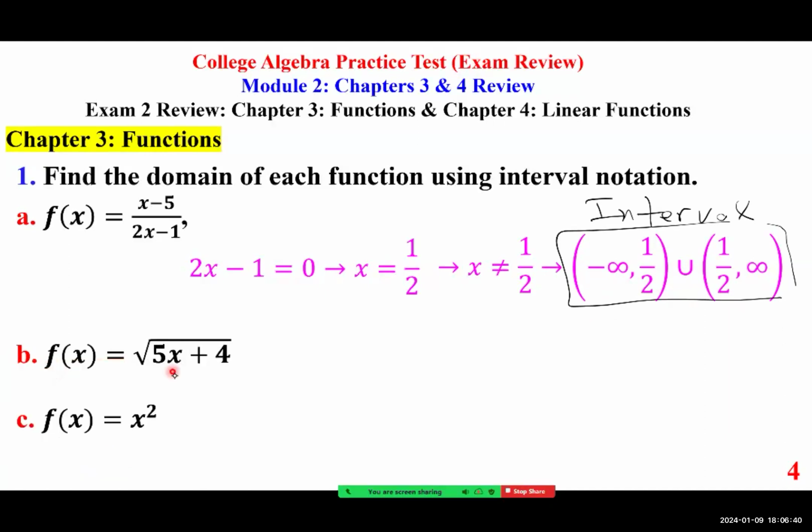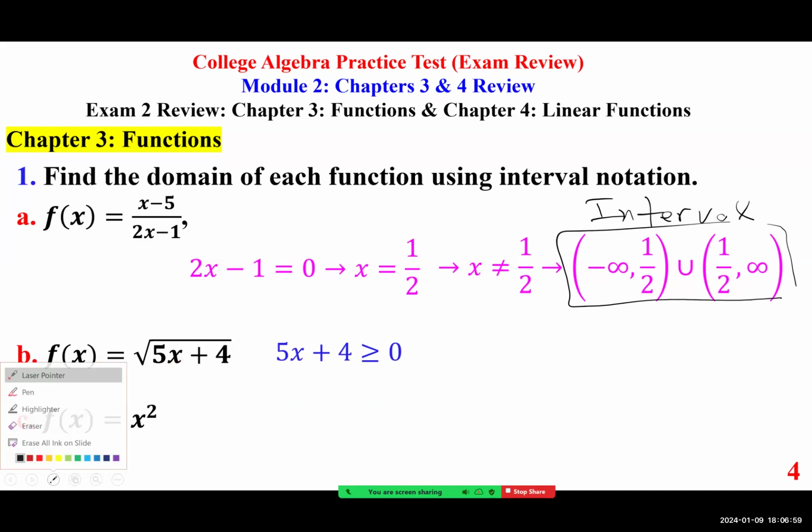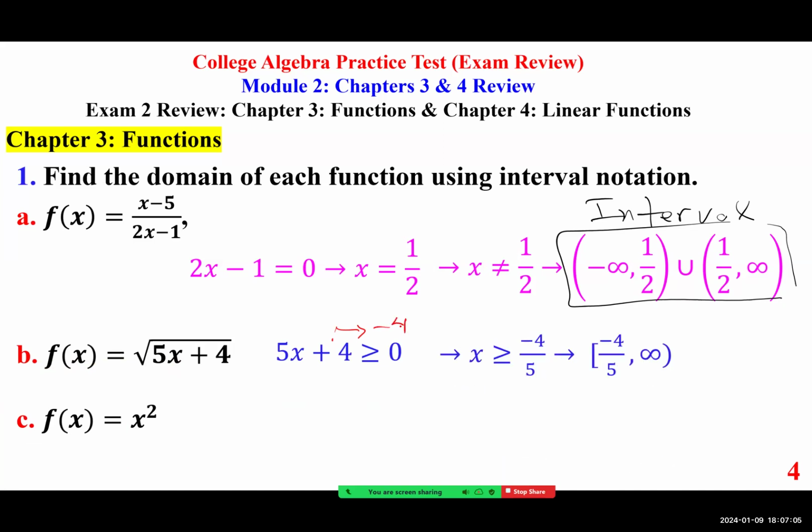When you're dealing with a root function, if the index is odd, there is no restriction. If it's even, as you can see, there is no index. That means the index is 2. When it's even, what's underneath must be greater than or equal to 0. And you solve that. So simply put, you move this to the other side, it becomes -4, and divide by 5. And again, this is one way to write that, but this is the interval format.